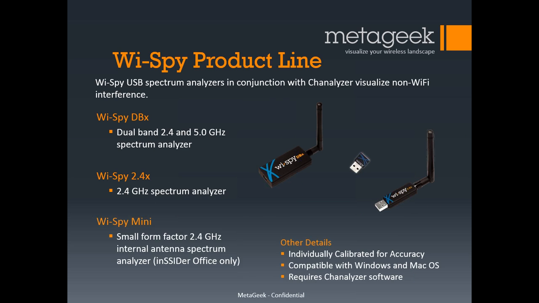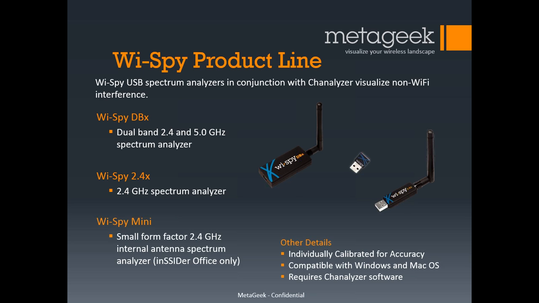So WiSpy itself is the hardware of the WiSpy and Channelizer solution. WiSpy DBX is the best seller. DBX just means dual band. X means external antenna. You'll see the external antenna sticking straight up. It can scan the 2.4 or the 5 gigahertz band. It can do either one, and you can switch back and forth in Channelizer.